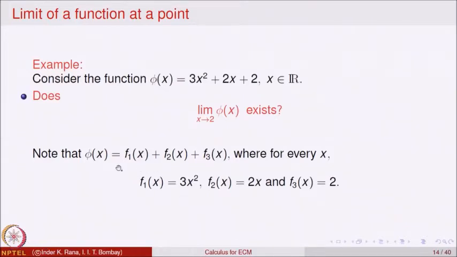So, phi is equal to f1 plus f2 plus f3. How will you use the algebra of limits? Because phi is the sum of these three functions, and I want to find out the limit of phi of x as x goes to 2. So, we will find the limit of f1 as x goes to 2, the limit of f2 as x goes to 2, the limit of f3 as x goes to 2, and using the algebra of limits we will add up those limits. So, let us do that.